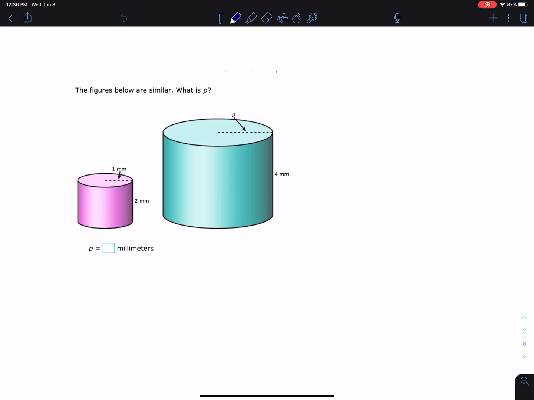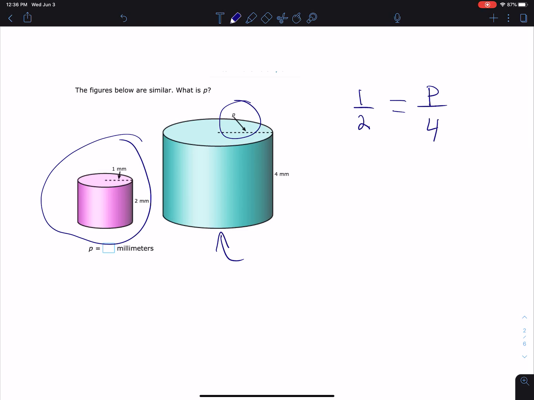If solids are similar, then we're able to compare them in a proportion. A proportion is two fractions set equal to each other. So what I'm going to do is I'm simply just going to compare this pink solid to this blue solid. So I'm going to say the radius of the pink is to the height of the pink, as the radius of the blue is to the height of the blue. What's really important is you just need to be consistent in how you choose to compare it.